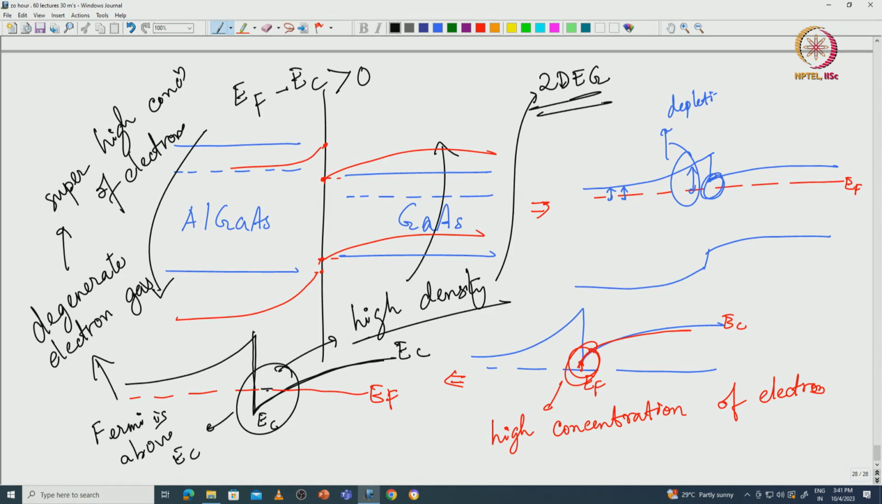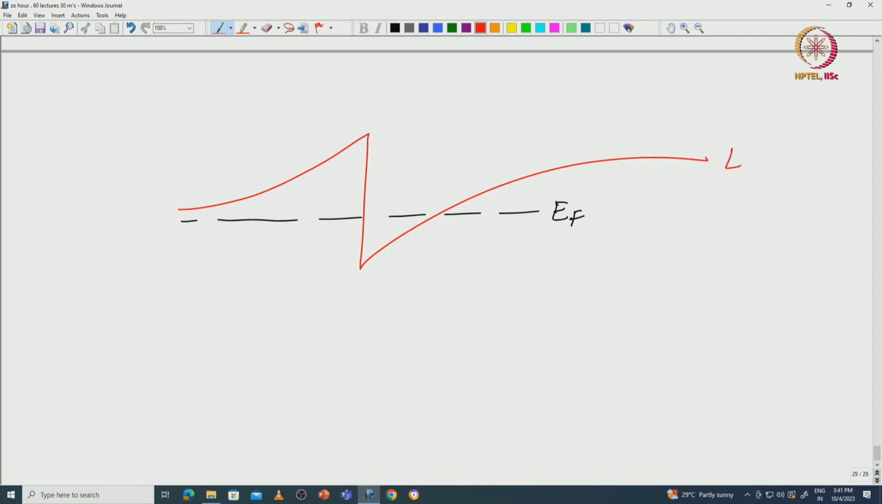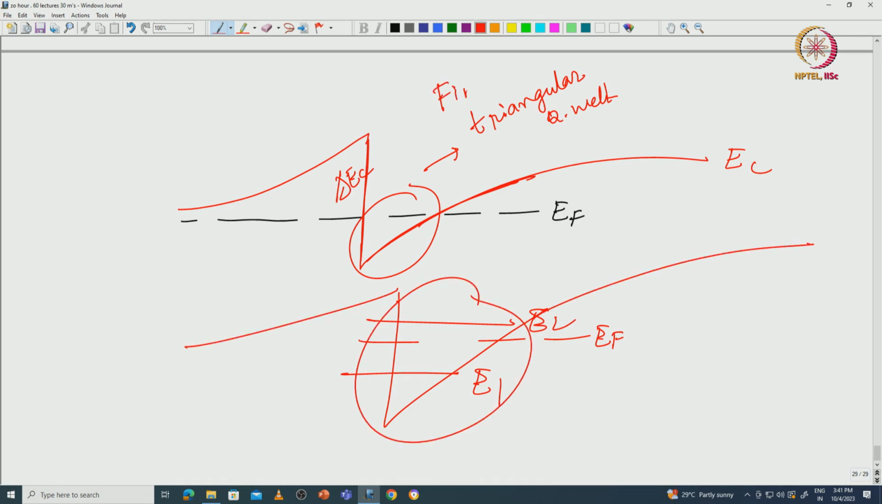The reason is because it is bound in the x and y direction, but cannot move in the z direction. What I mean by that is, if this is your Fermi level and this is your heterojunction, I am not drawing the valence band here, just the conduction band. This is actually a triangular quantum well, where this is a barrier. This is delta EC, this is a barrier, and on the other side there is a barrier. This is the Fermi level, and it could have subband 1, subband 2, two discrete levels could be there. This is not an infinite quantum well, this is a finite triangular quantum well.